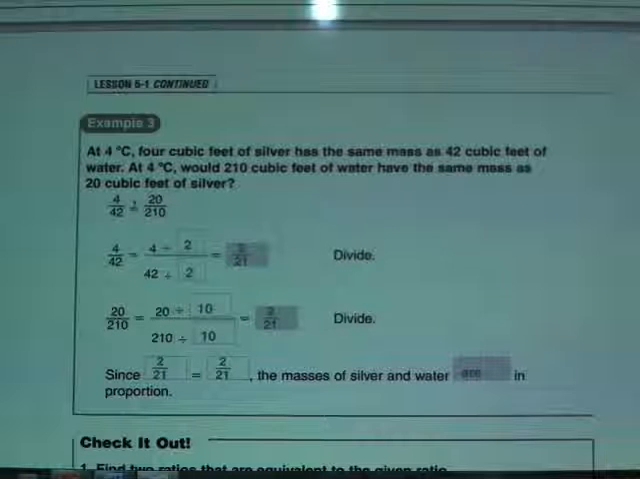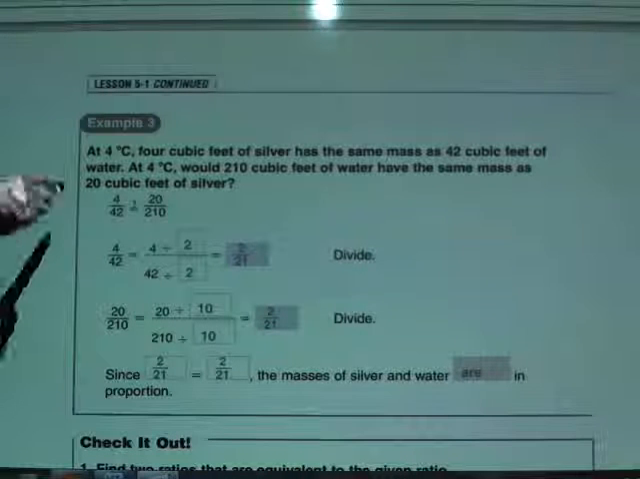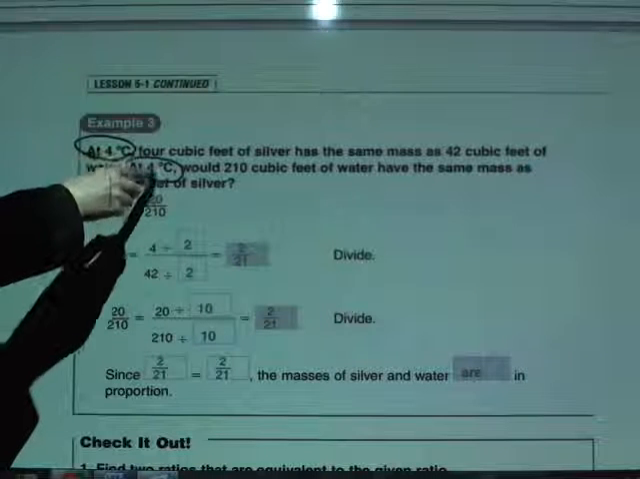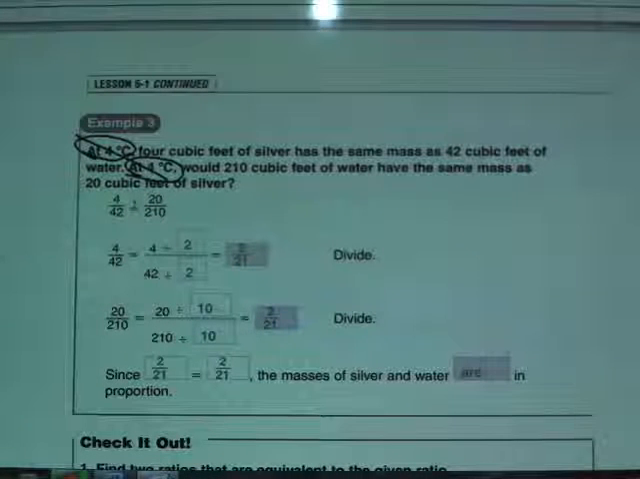All right, let's go ahead and take a look at example 3 here. It says at 4 degrees Celsius, 4 cubic feet of silver has the same mass as 42 cubic feet of water. At 4 degrees Celsius, would 210 cubic feet of water have the same mass as 20 cubic feet of silver? So there's some extraneous information here as far as the calculations we're going to do, and that's these 4-degree figures. All they're doing is pointing out that it's the same scenario, but it's not actually anything we're going to use in our calculations here.